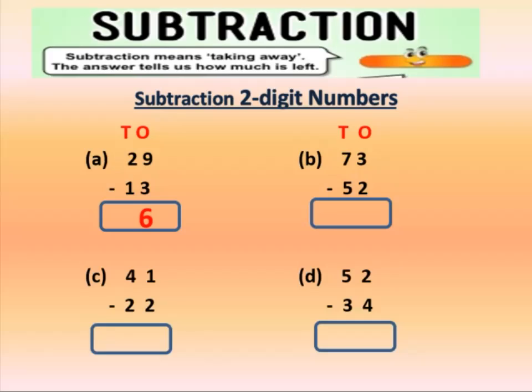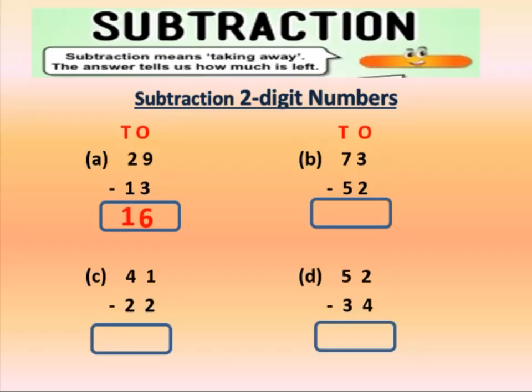In tens column, we have to subtract 1 from 2. So keep in mind the 1 and count till 2. So after 1, we have 2. Only 1 finger. Very good. Well done.